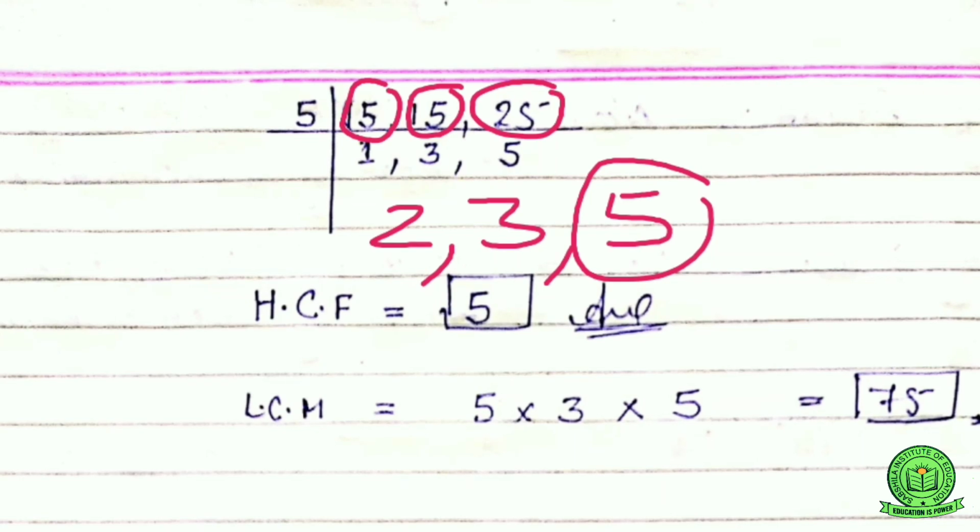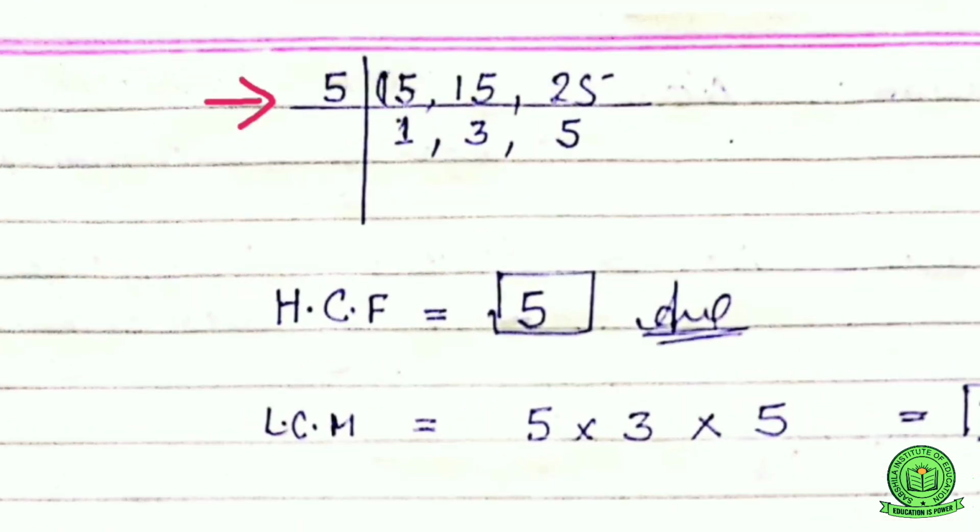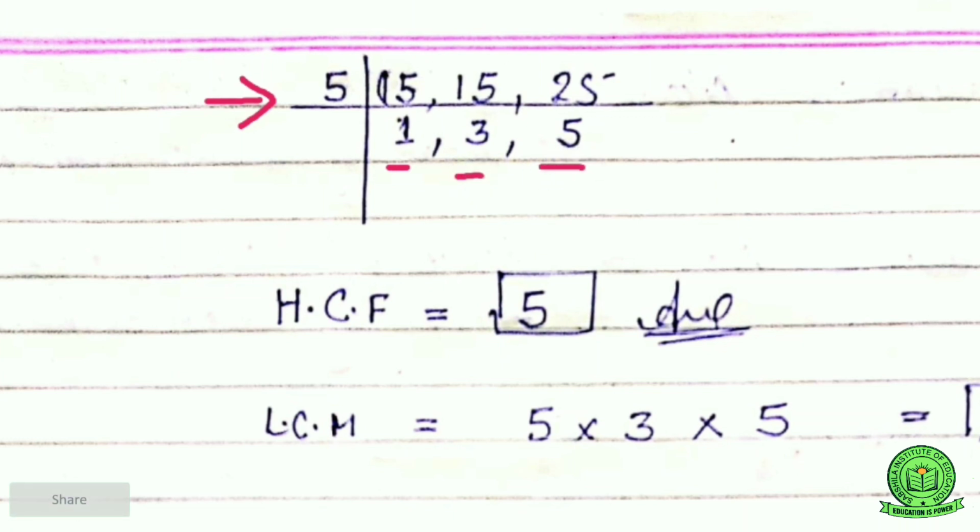So I will take 5. Let's divide with 5. If 5 is divided by 5, you will get 1. If 15 is divided by 5, you will get 3. If 25 is divided by 5, you will get 5.